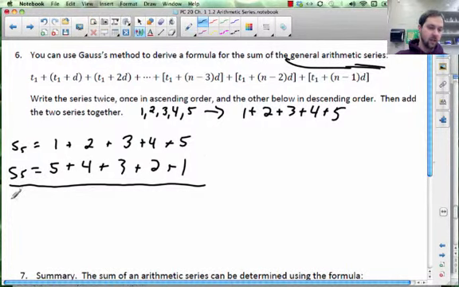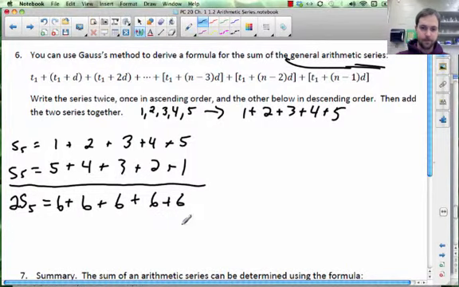S sub 5 plus S sub 5 is obviously 2S sub 5 because we're adding the first row to the second one. 1 plus 5 is 6. 2 plus 4 is 6. 3 plus 3 is 6. 4 plus 2 is 6. And 5 plus 1 is 6. So you notice the pattern here. We have the same number added repeatedly, okay? And this will give us 2 times the sum that we were looking for.